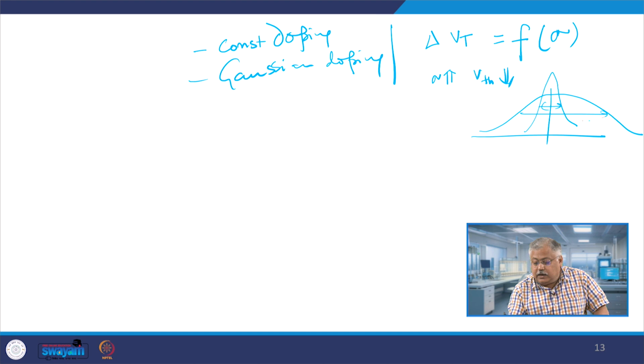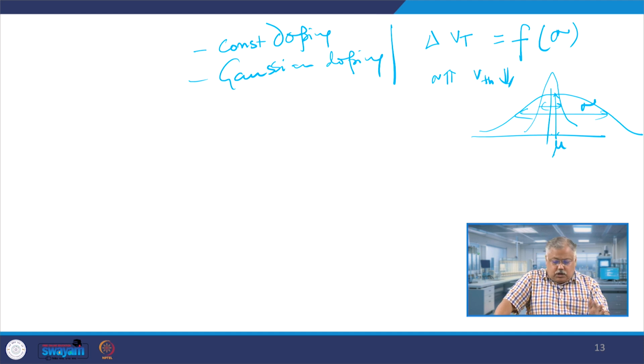If it is flattened out and the sigma value is large, where this is the mu value and this is the sigma value, if the sigma value is relatively large, you will have a lower threshold voltage to work with. Think about it, why is it like that? And incidentally, it obviously depends upon the dose at which the Gaussian profile has been made.